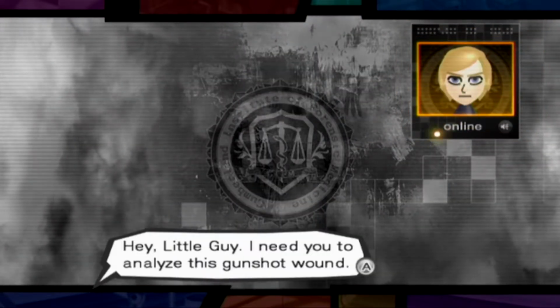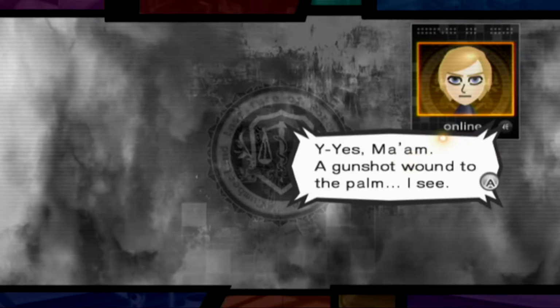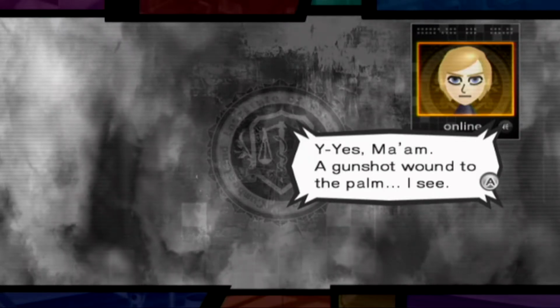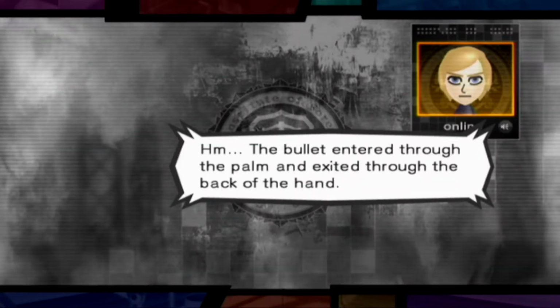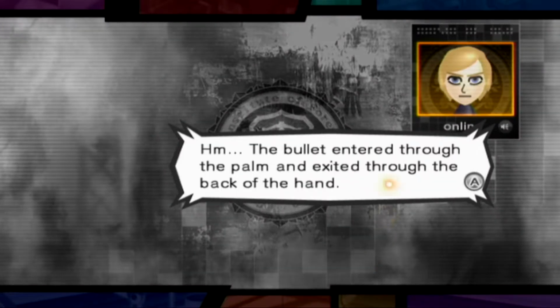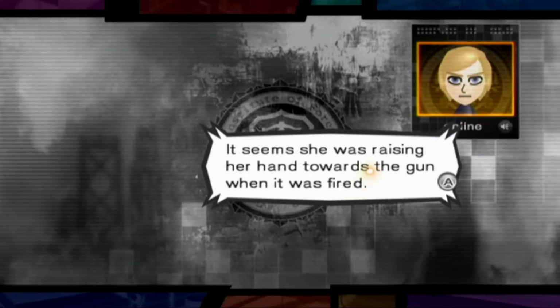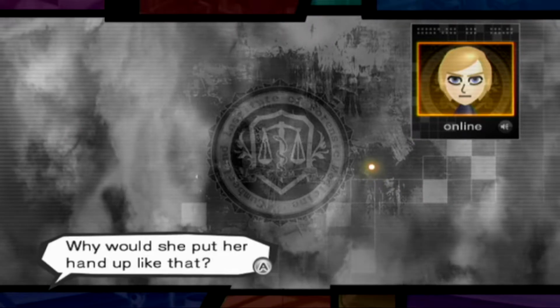Hey, Little Guy, I need you to analyze this gunshot wound. Yes, ma'am. A gunshot wound to the palm. I see. The bullet entered through the palm and exited through the back of the hand. It seems she was raising her hand towards the gun when it was fired. Why would she put her hand up like that?